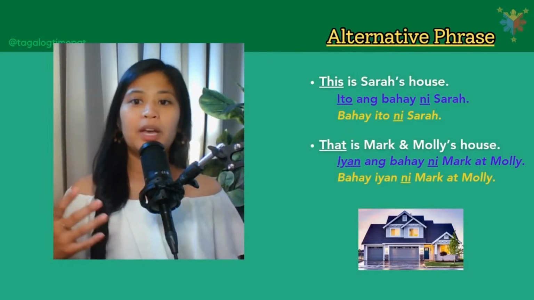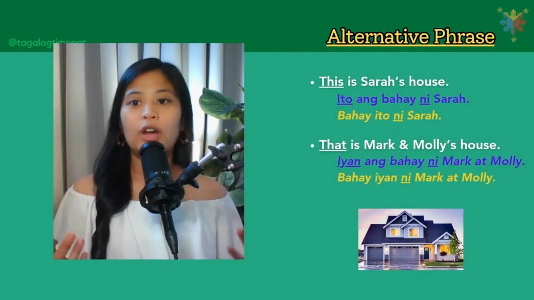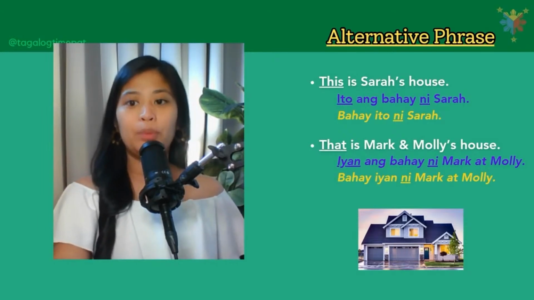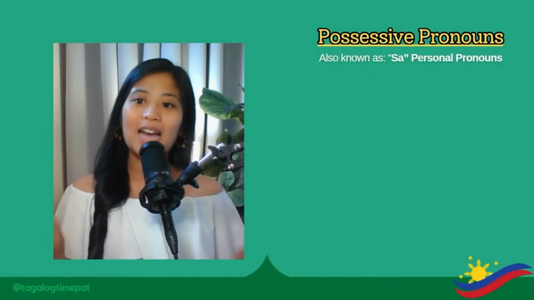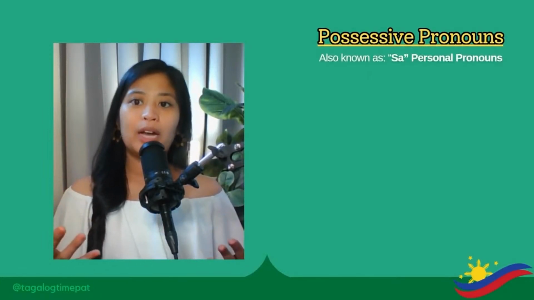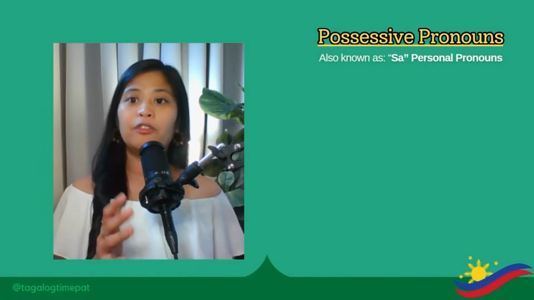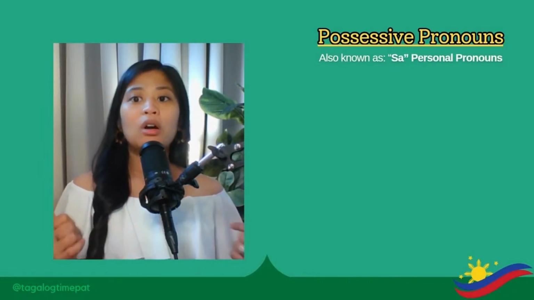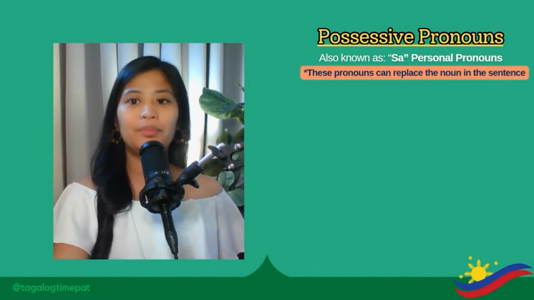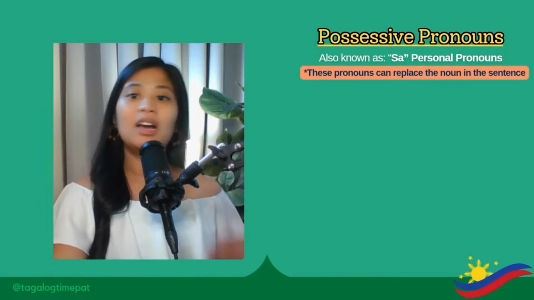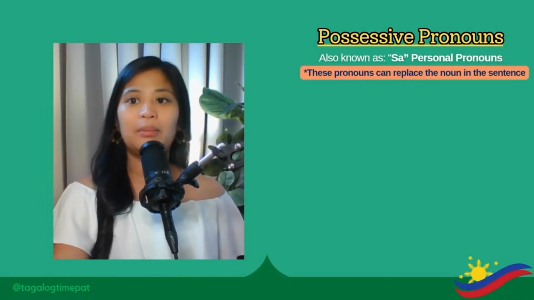So it kind of just depends on the context of what you're trying to say. Okay, but they are both used equally as much. Okay, now let's take a look at this last set of possessive pronouns. They are different from the first set that we learned. These are also known as sa personal pronouns, and you'll see why. These pronouns can replace the noun in the sentence. Not always, but they can, and you'll see what I mean.